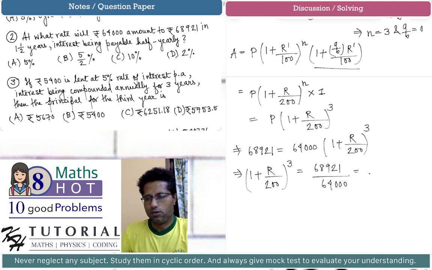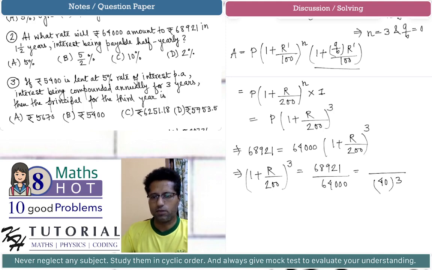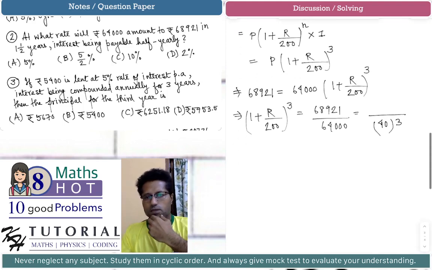Now on the right hand side, the denominator 64,000 can be written as 40 cube. We have to somehow express the numerator of the right hand side as a perfect cube. So how do we find the cube root of a number? One way is prime factorization.